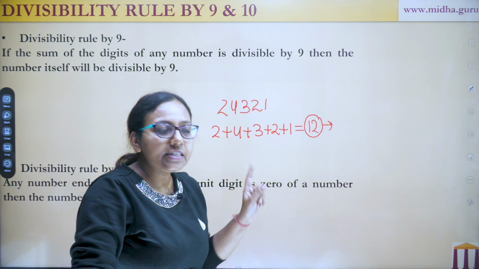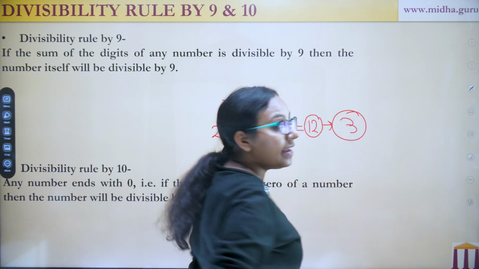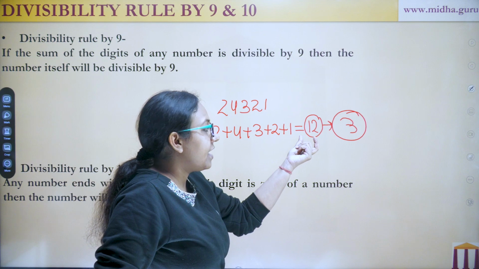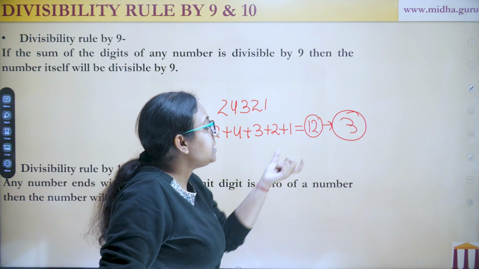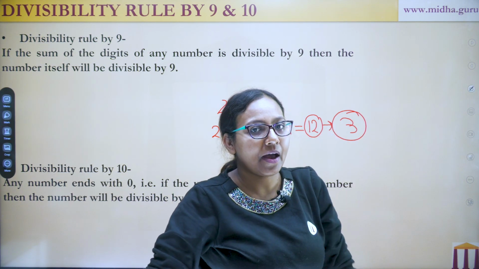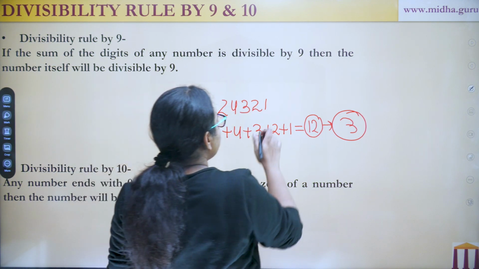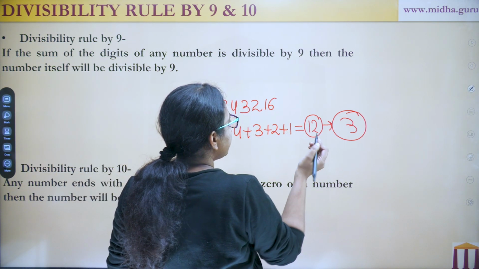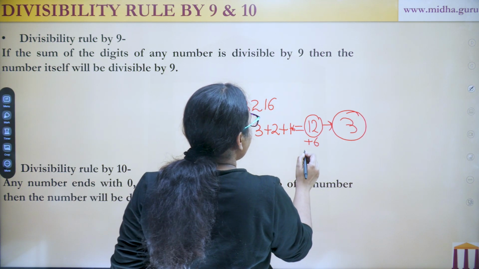That means it is divisible by 3. But is it divisible by 9 also? Is 12 a multiple of 9? No. So that means a number can be divisible by 3 but not divisible by 9. But if the number is divisible by 9, let us suppose one example. Let's just add 6 to it. So we will get 18.